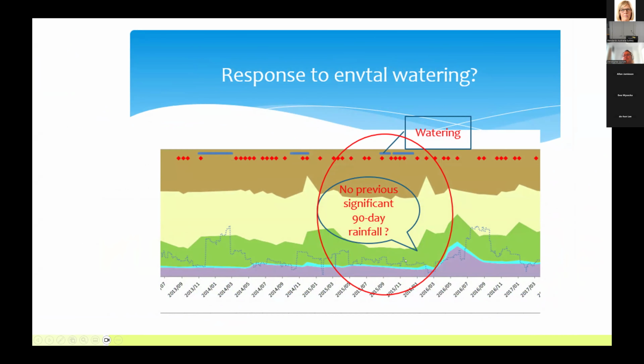And basically we've got a situation here where the 90-day rainfall is actually quite low. There's no overbank flows and higher discharge, but we've got a peak in the green, which is actually in this first instance the result of those environmental watering events that happened up here.